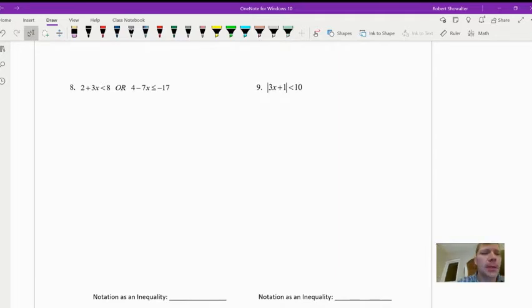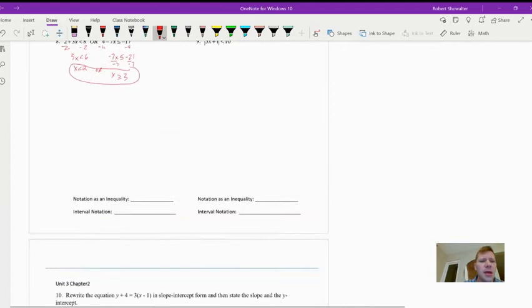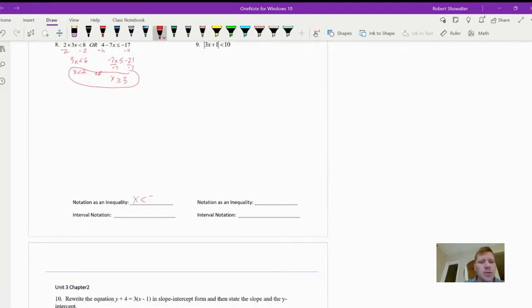Number 8. Solve it. Minus 2, minus 2. 3x less than 6, divided by 3. x is less than 2. Oh, minus 4, minus 4. We get negative 7x less than or equal to negative 21. Divided by negative 7. When you divide by a negative, you flip the sign. There's our solution as an inequality. We're going to write that down: x less than 2 or x greater than or equal to 3.